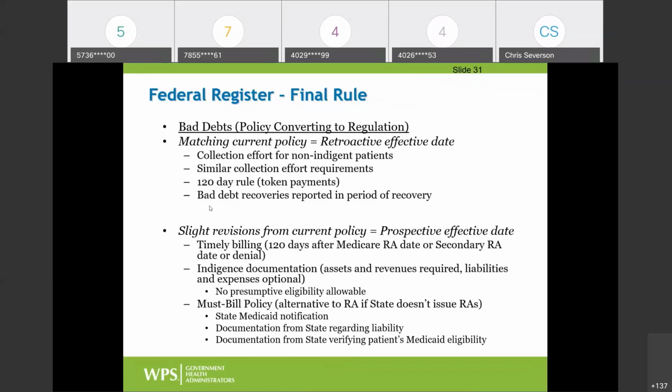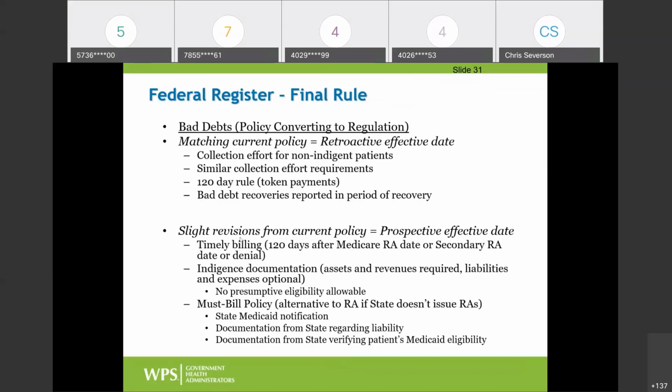Another point about the bad debt recoveries being reported as a negative in the period of recovery, regardless of what year the underlying bad debt related to, the bad debt recoveries offset bad debts in the year they were recovered. So that's another thing CMS just put into regulation.